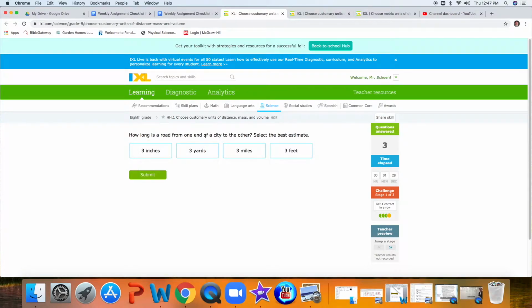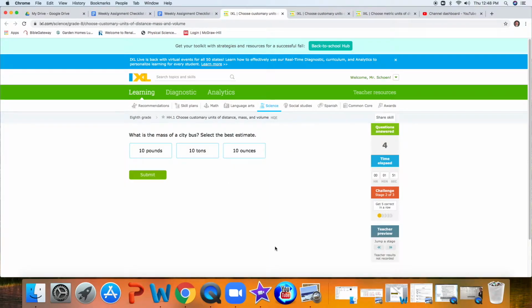Obviously, it depends on how big the city is, so you're going to keep that in perspective when you're making your estimation. Cities that are not this small, or this small. It could be obviously a lot larger than this 3 mile, given that that would be a relatively small city if it's only 3 miles long, but in reference to the other answers we have, this is the best one to submit.